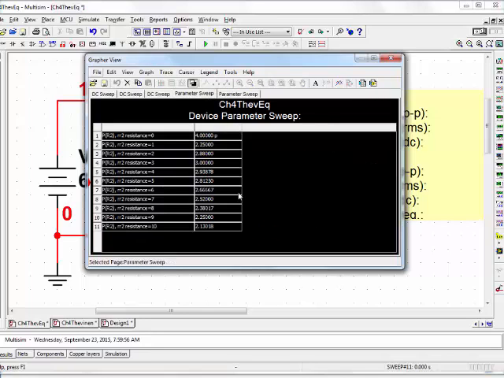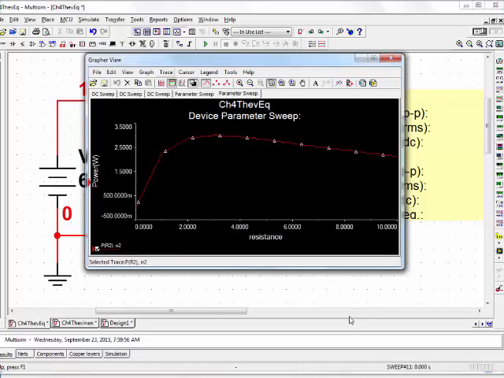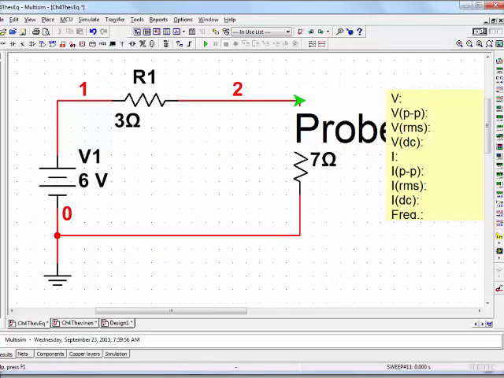I could have also shown that in table form and then exported that to Excel or something if I wanted. So you can export this data value. It's kind of nice to see the plot though. I like Multisim.